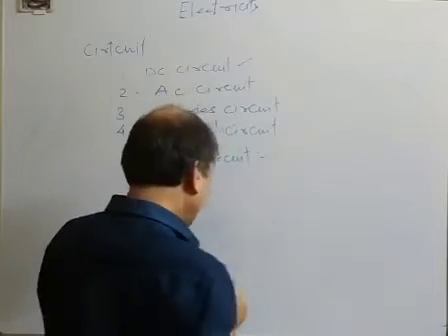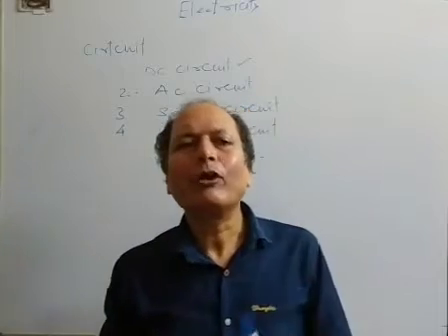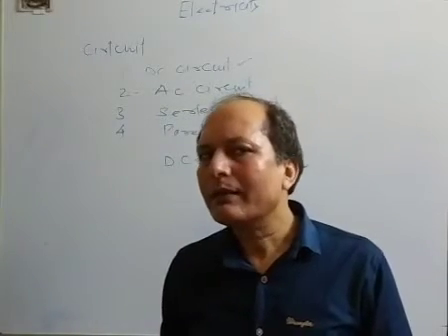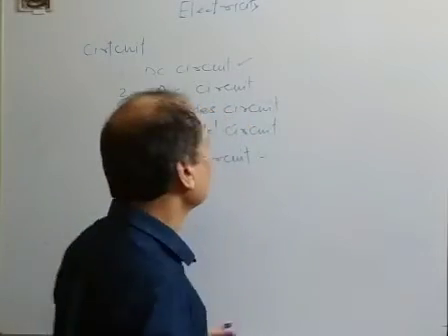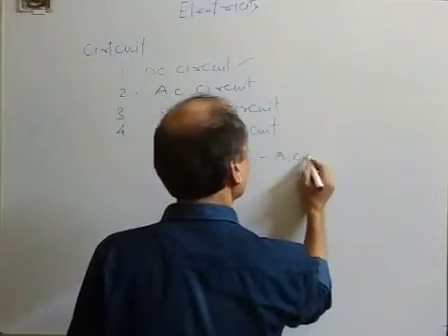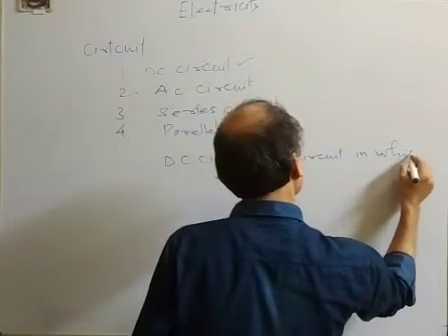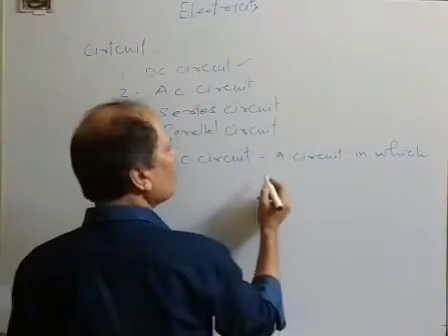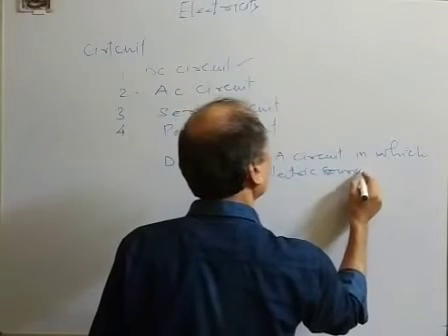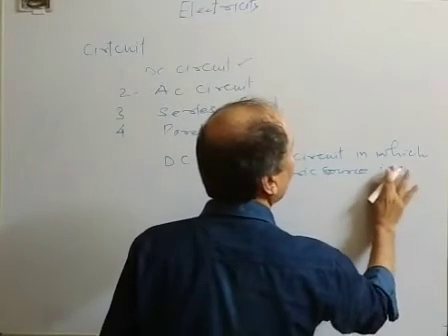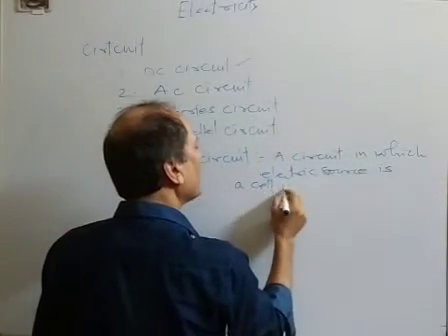DC circuit: a circuit in which electric source is a battery or cell. A circuit in which electric source is a cell or battery.